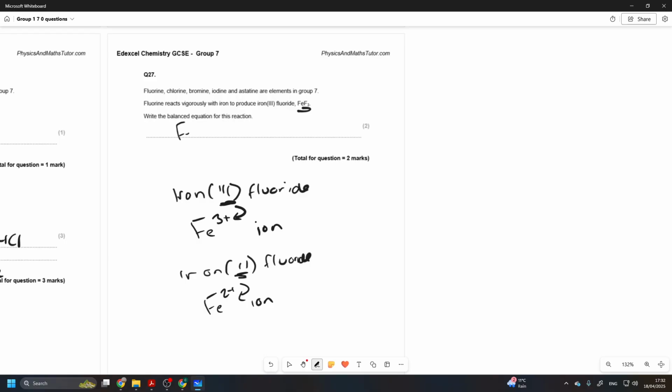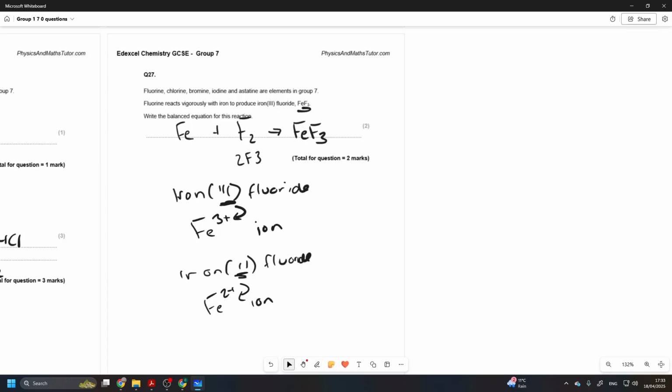Now, iron, as we know, the metal, is found on its own. Fluorine will be found as F2, and that makes FeF3. Okay? Right, so let's do this. Let's start with the F's. So we've got 2 and we've got 3. Now, what do we do with this? What have we got to do?